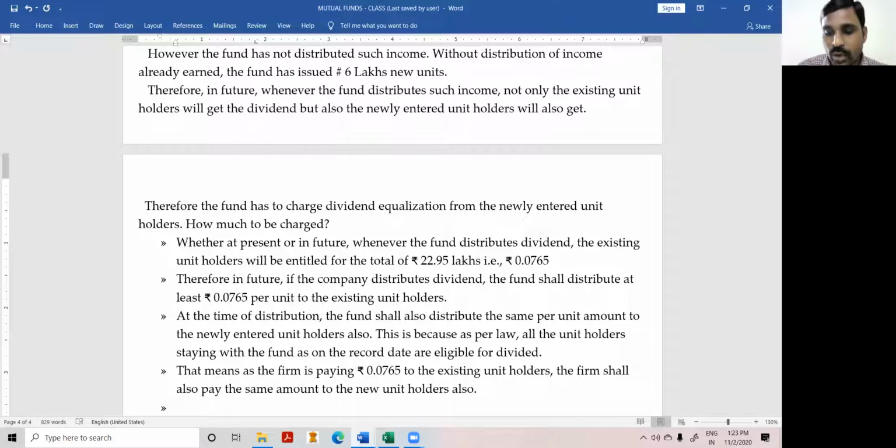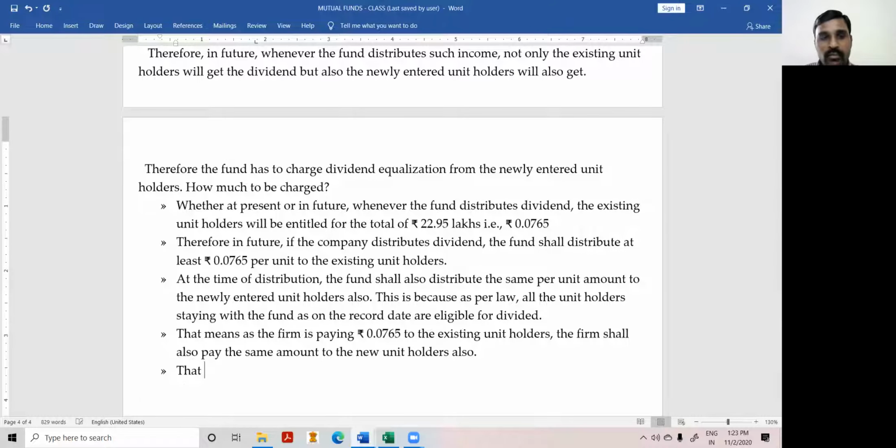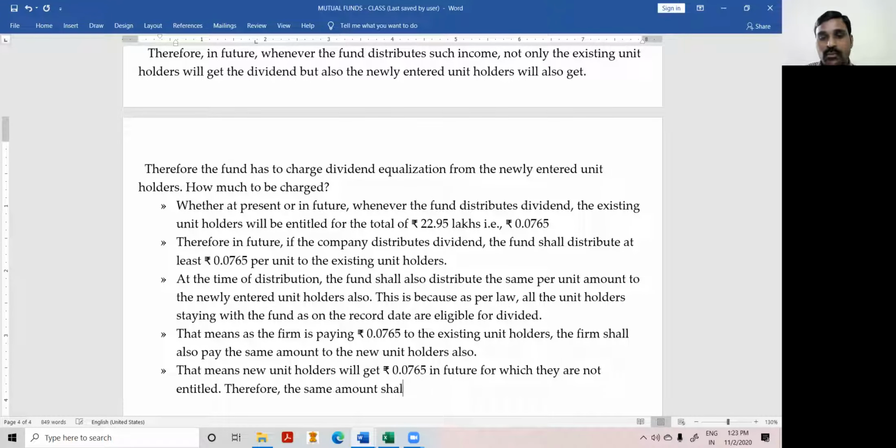That means new unit holders will get rupees 0.0765 in future, for which they are not entitled. So therefore the same amount shall be paid by such new unit holders at the time of purchasing the units, at the time of subscribing the units. As simple as that. Very simple.